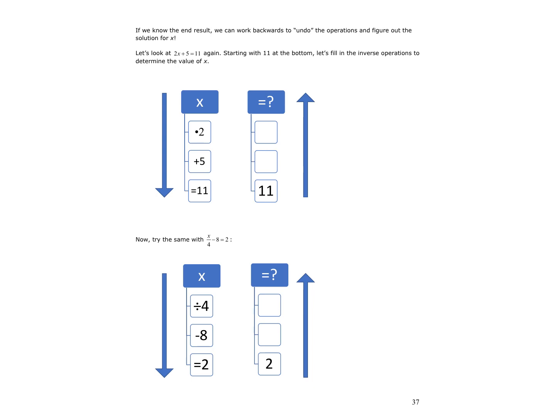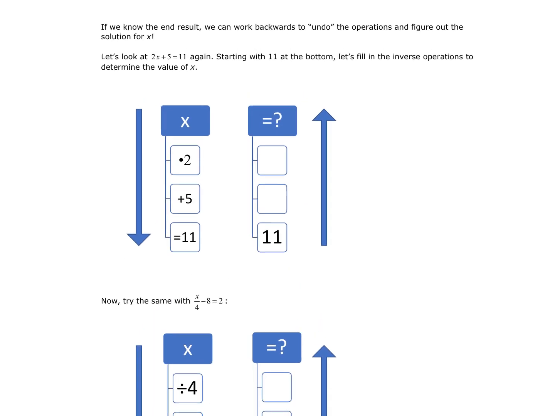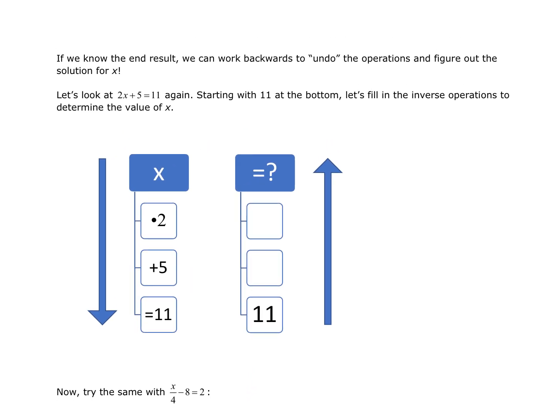So what we're doing now is working backwards, essentially, when we're solving an equation, because we know the end result, so we can work backwards and solve for x. The way this works is using what we talked about in the first video, inverse operations. So again, we're doing 2x plus 5 equals 11. If we go down the first chart here, x gets multiplied by 2, it adds 5, and the answer is 11. So when we start with 11, we're going to do inverse operations for each of these.